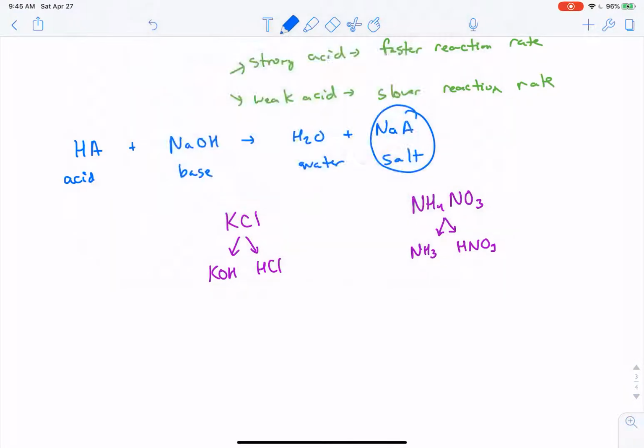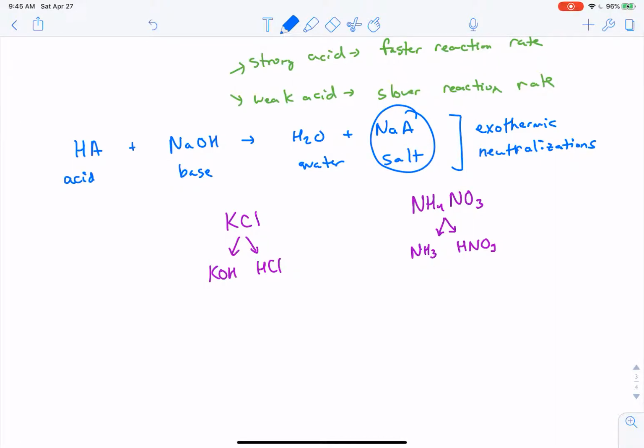And all of these reactions are exothermic neutralization reactions. So again, with the multiple choice, if they ask you which of the following reactions is exothermic, a neutralization reaction of an acid plus a base is always going to be exothermic for our purposes.